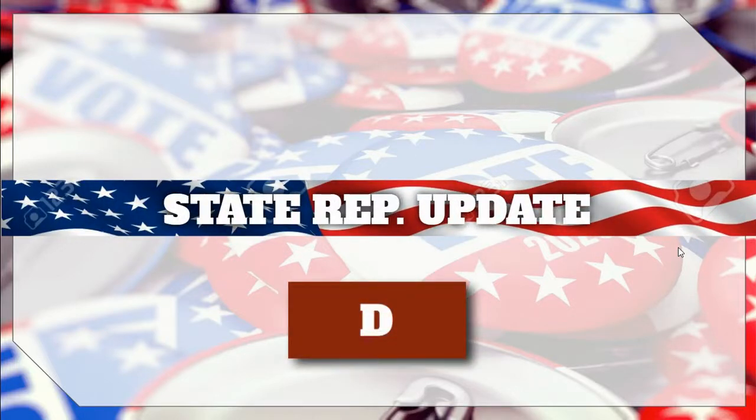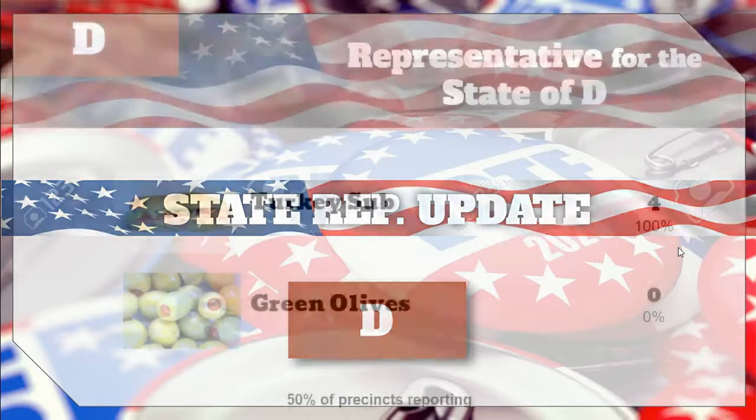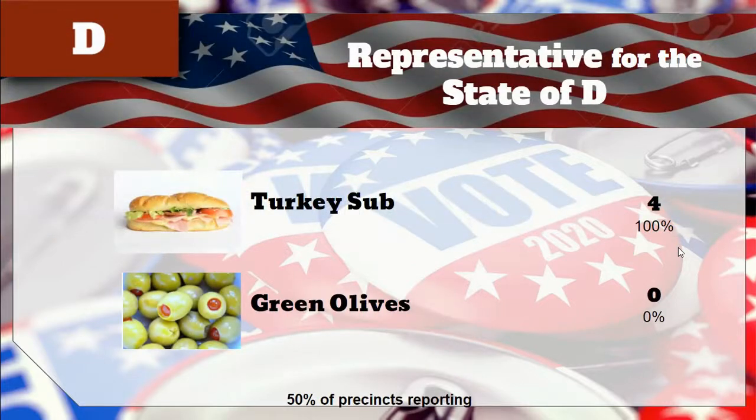So we do have our first results coming in. This is for the state representative of D. Now, it looks like we only have 50% of precincts reporting, but so far, Turkey Sub seems to be out to a very early lead with a 4-0 lead, 100% of the vote. But again, only 50% of precincts reporting here. So Green Olives could make another run here. We'll have to see, but they're going to need to get moving pretty quick in that other half of all the precincts.